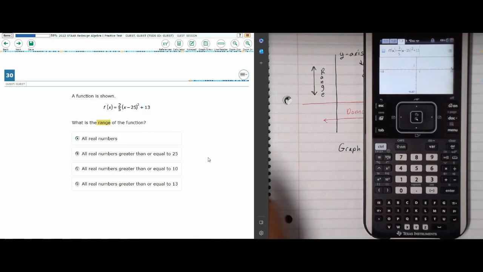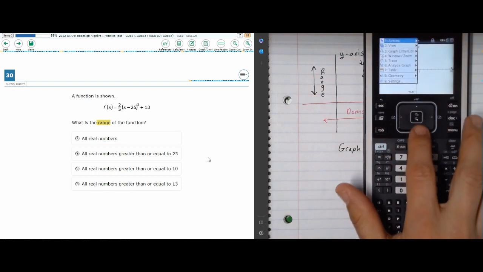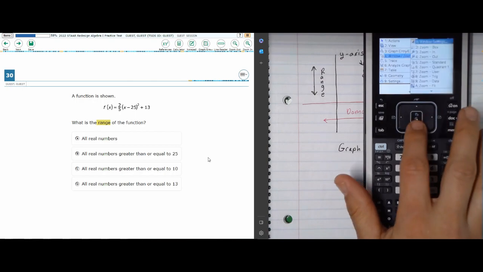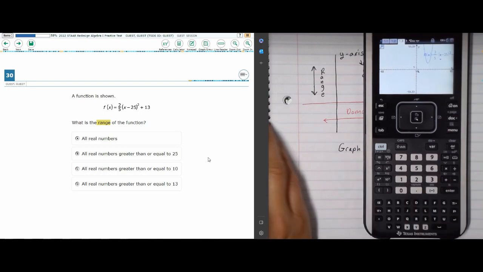And so what I'm going to do now is I'm going to hit enter, and we're going to get to see a picture. So notice it didn't pull up. I'm going to hit menu, go down to Window Zoom, and I'm going to zoom out. So I'm just going to zoom out until I can see it. And there it is. We can see it right here.